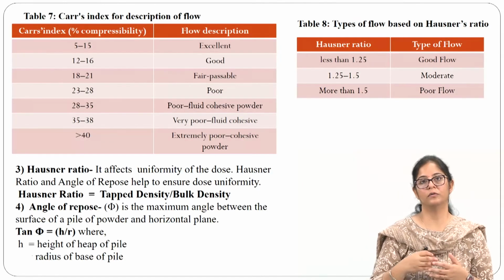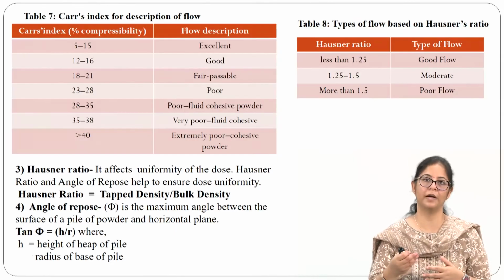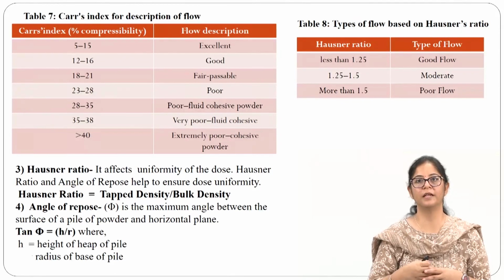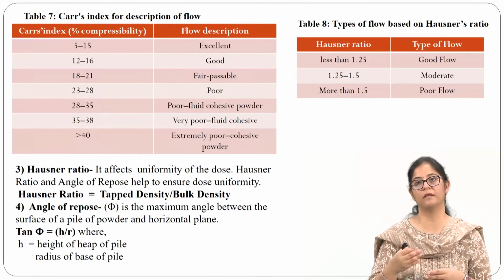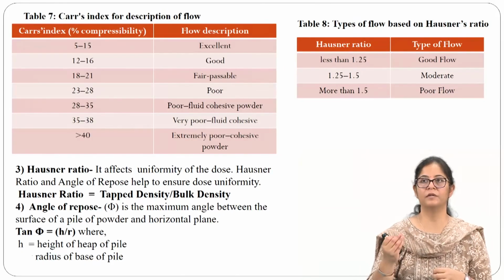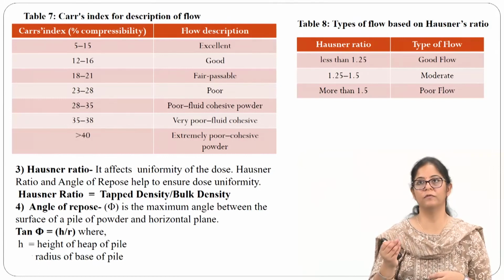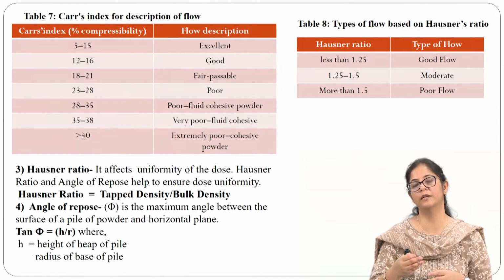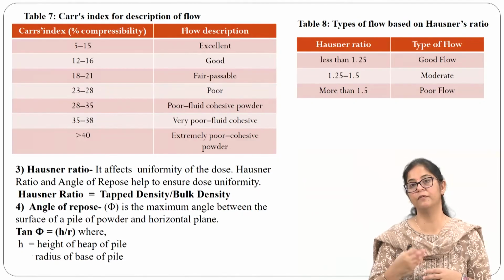Now another kind of parameter, that is the Hausner's ratio, also helps in determining the compressibility as well as the uniformity of dose and flow property of the material. So Hausner's ratio is tap density upon the bulk density. So if the Hausner's ratio is a bit less than 1.25, it has good flow, 1.25 to 1.5 moderate, and more than 1.5 it's poor flow. Now what do we do with these ratios, or where do we apply it?